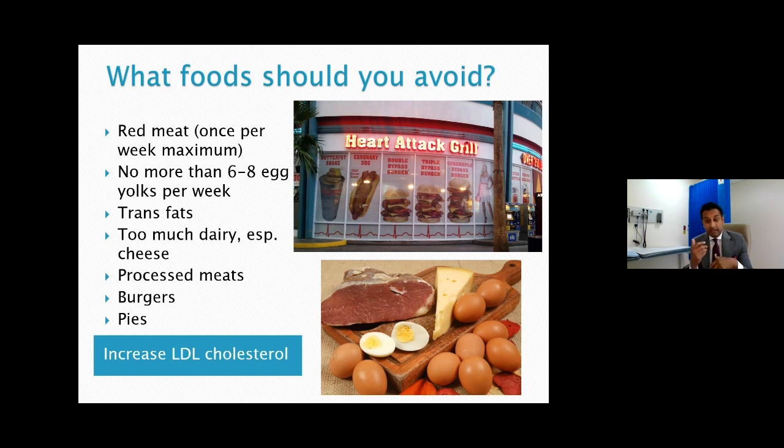Try to avoid too much dairy, so cheese in particular, full fat milks, full fat yogurts, and processed meats for sure, which are high in saturated fat and trans fat. Lowering these things in your diet will help to lower your LDL cholesterol.